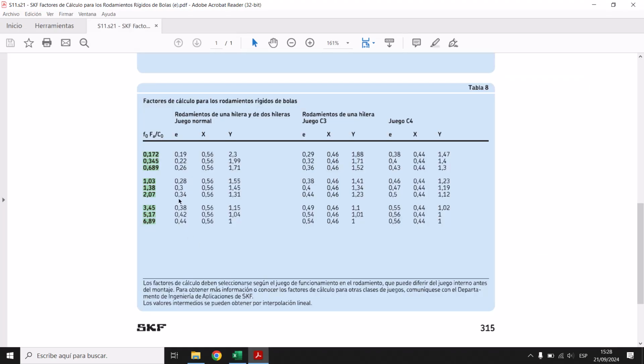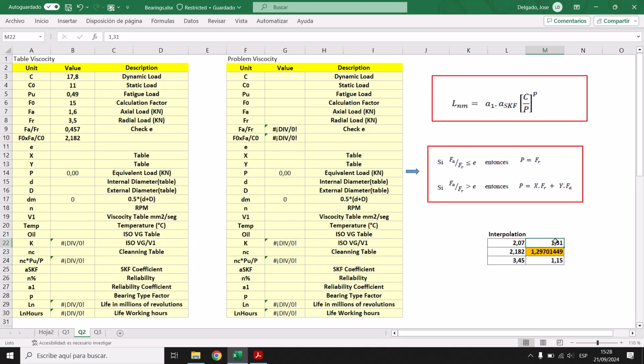Also, as you can see, I have here the Spanish video. For E, we have 0.34 and 0.38. So our interpolation is 0.3432. So for our value, it's going to be 0.3432. As you can see, you should check this value against this value. Our number is a little bit bigger than E.